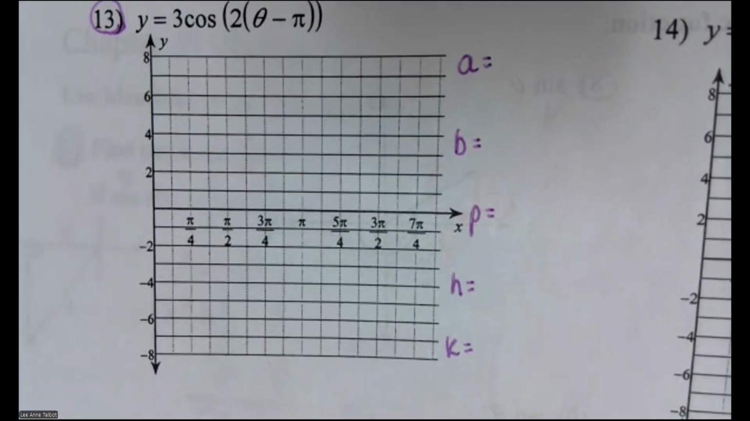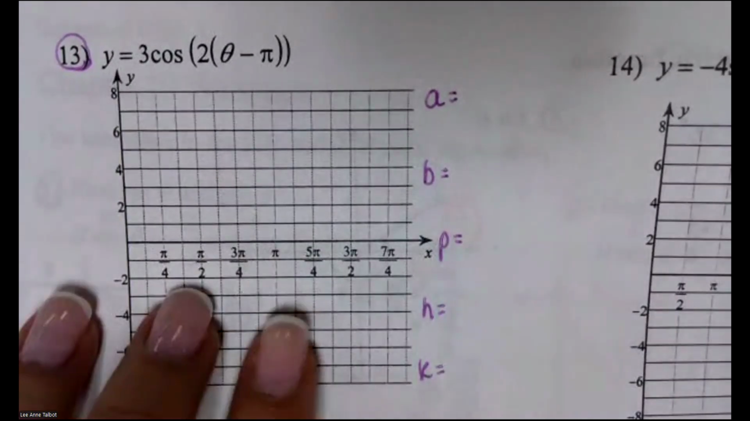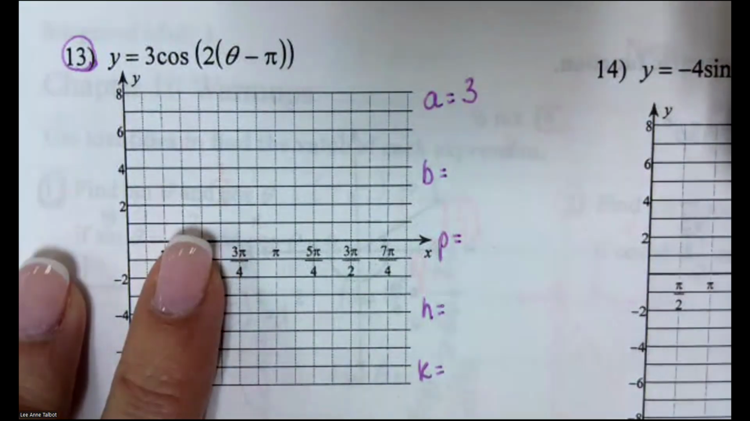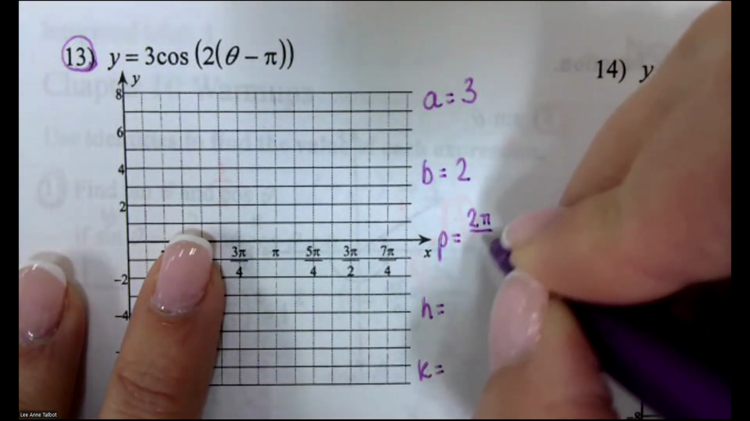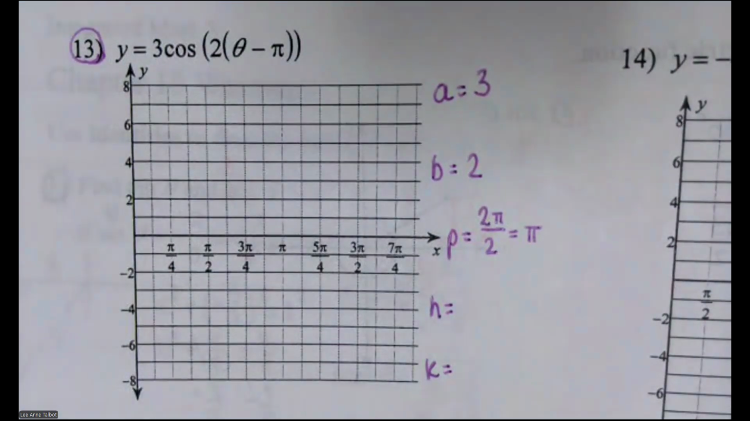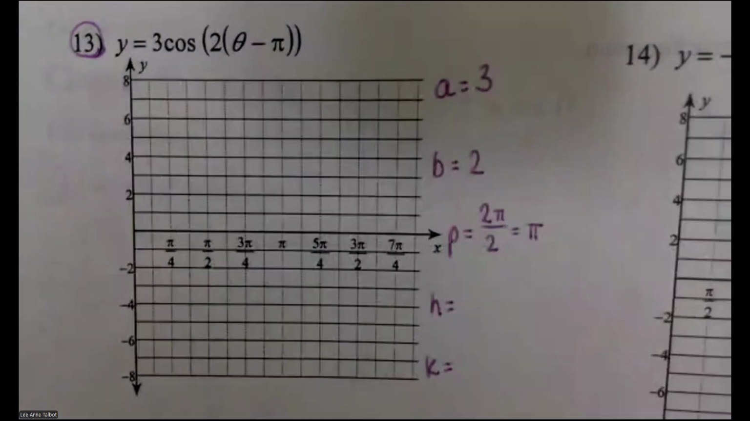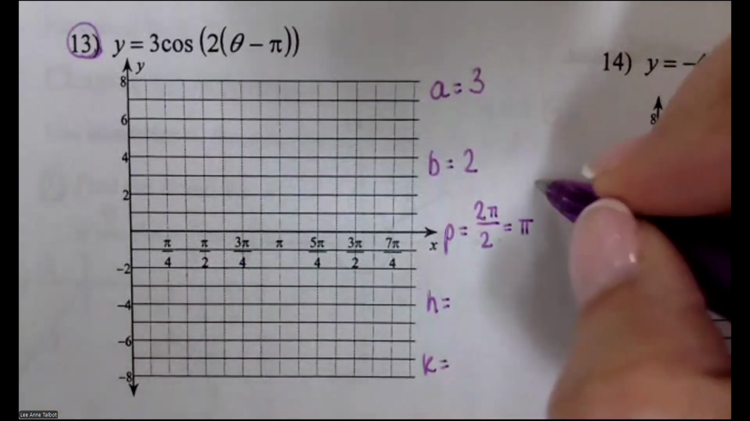Okay, so number 13, what is A? 3. What is B? 2. 2 pi divided by 2 is pi. Okay, now pause. What is pi? How many boxes on this graph paper? 1, 2, 3, 4, 5, 6. Perfect.